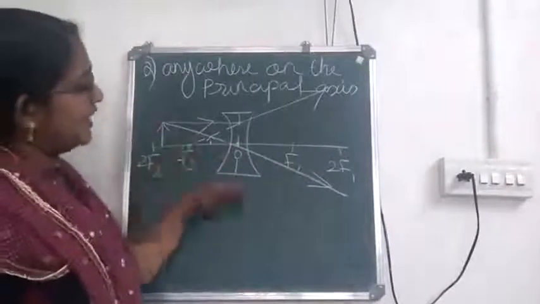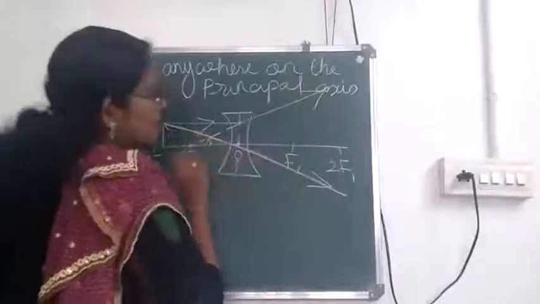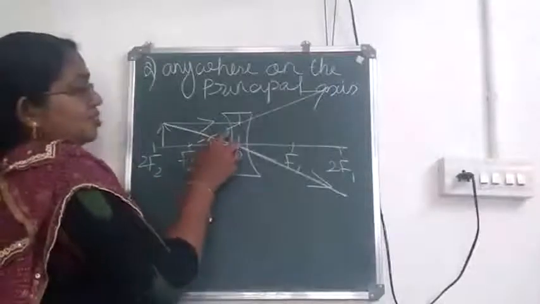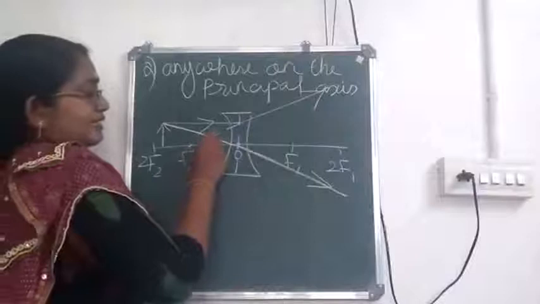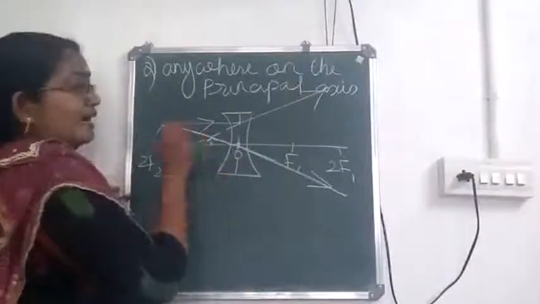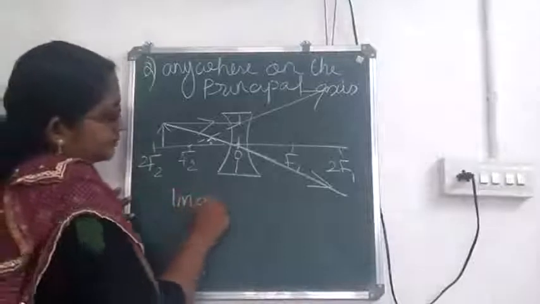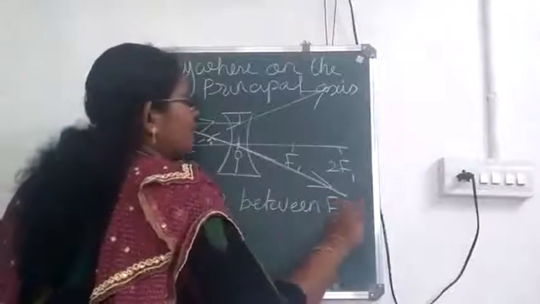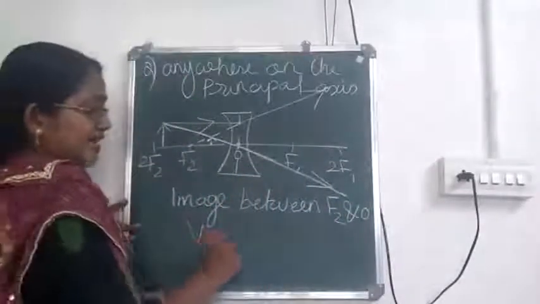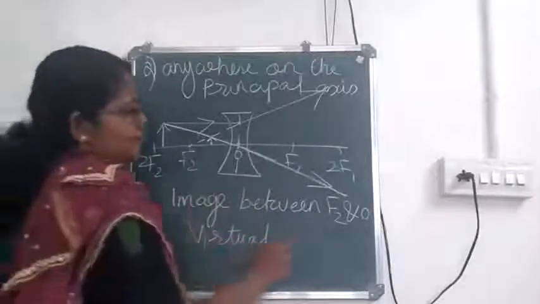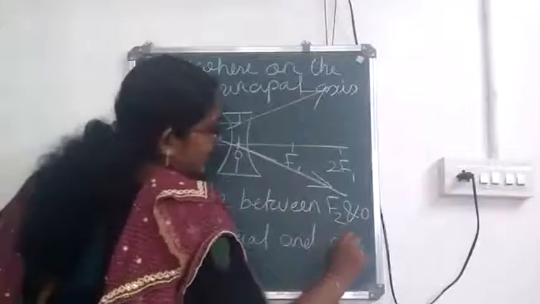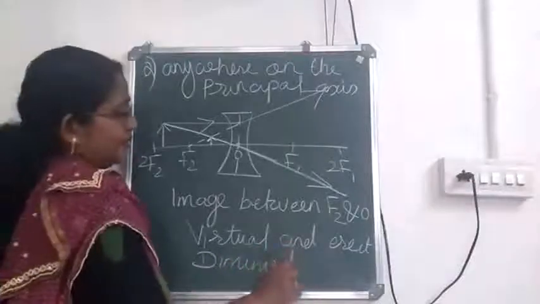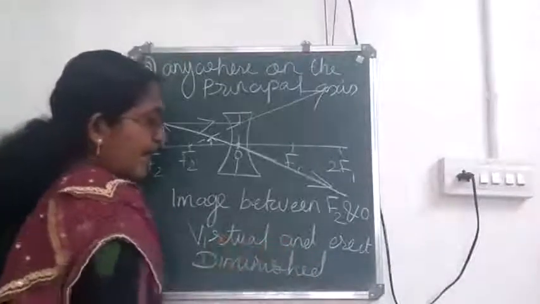Then I have drawn the ray moving through the optic center. These two rays meet at this point, and here you will be getting the image. So what will we write? Image between F2 and O. The refracted rays are not actually meeting, so virtual and erect. And what about the size? It is diminished. Is it clear?